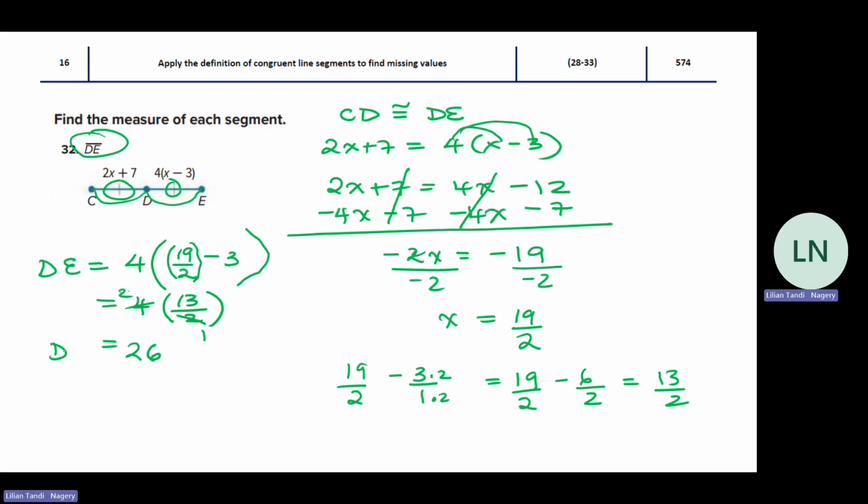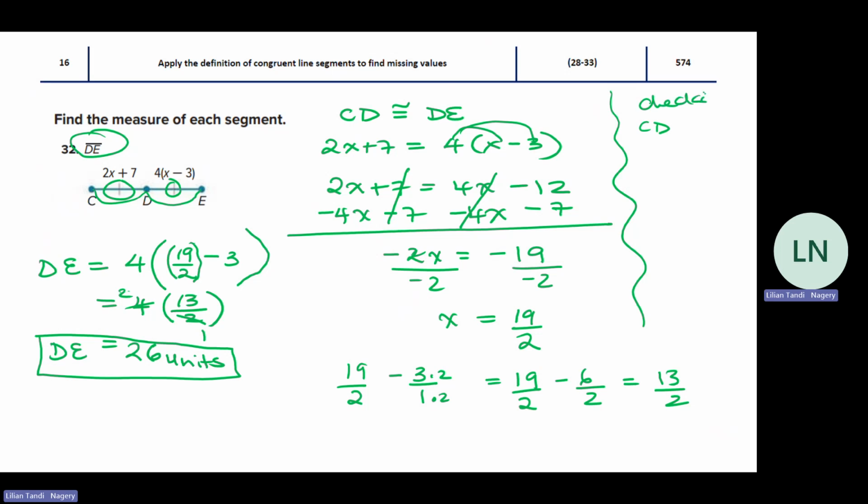So DE is 26 what units? We don't have units given, so we will write the word units. Now, how do I check? I can repeat. Let's check if I'll get 26 with CD. I am checking my work. I should get 26. If I don't get 26, I solved wrongly.